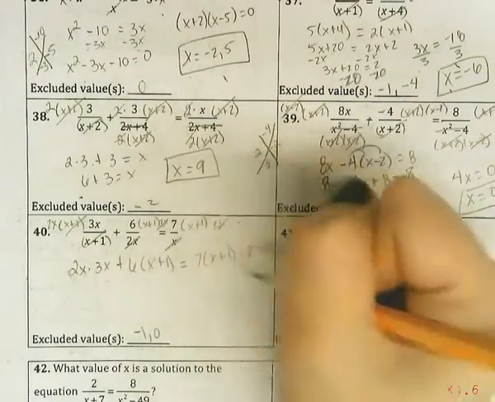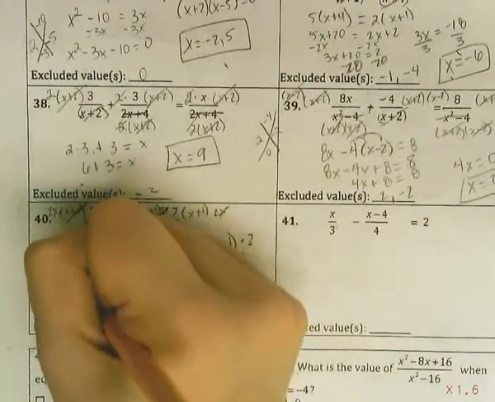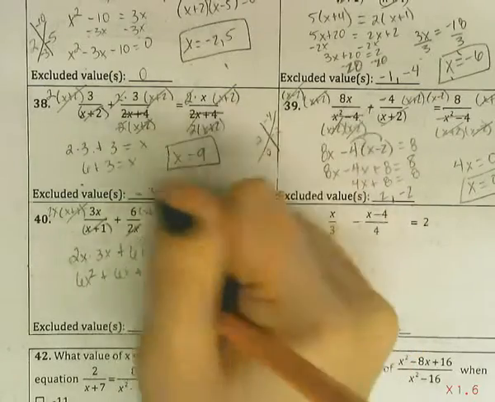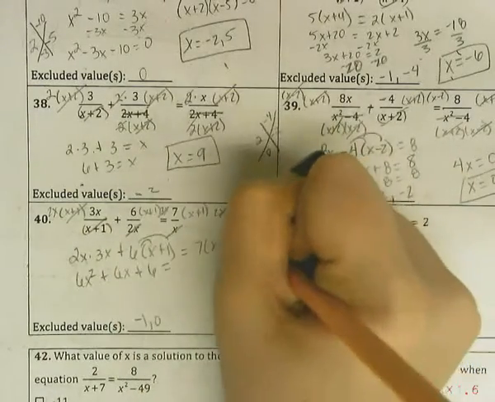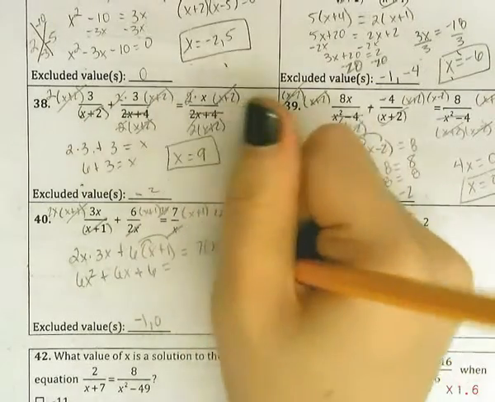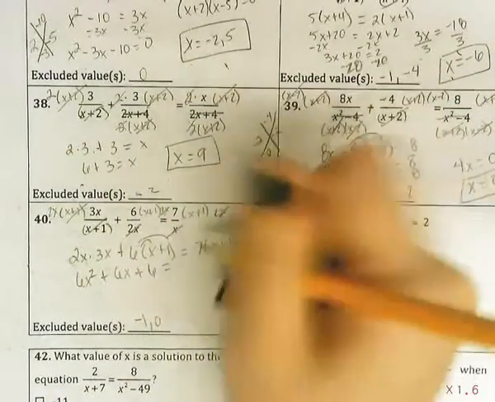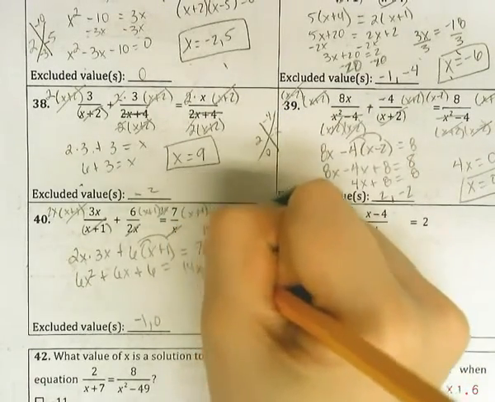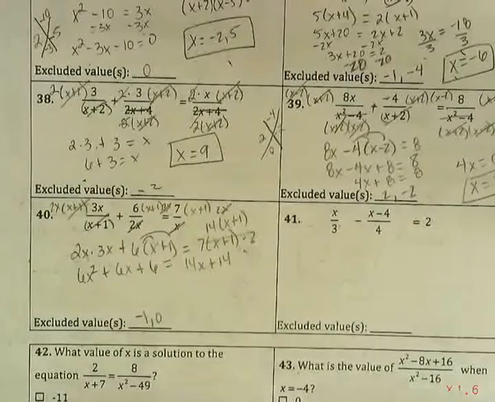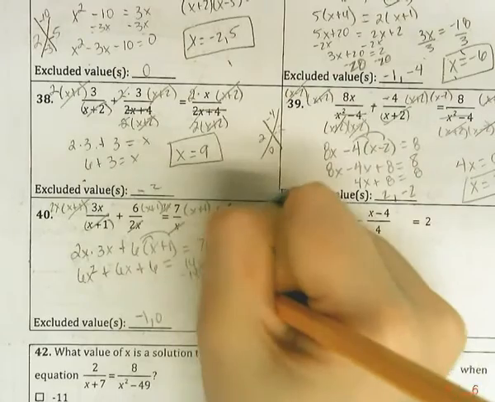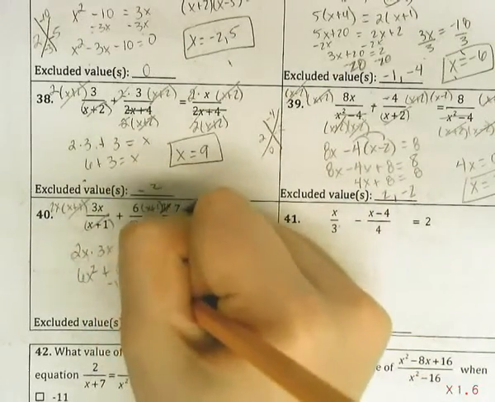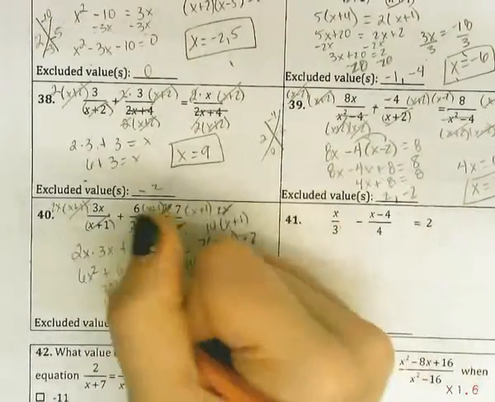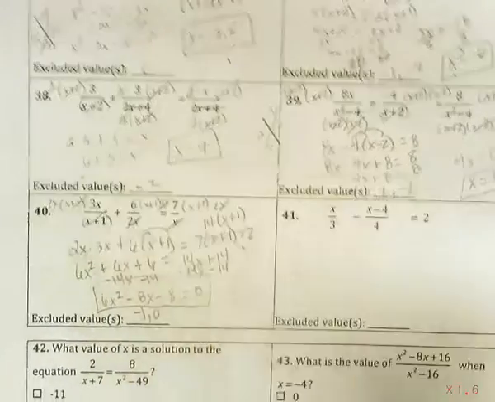Sorry. 2x times 3x, 6x squared plus 6x plus 6 equals, let's say 14 times x plus 1. That way we don't have to rewrite it. So 14x plus 14. Okay, subtract 14x, subtract 14. 6x squared minus 8x minus 8 is 0. And I'm not going to have you factor that. That's my fault, so just leave it there.